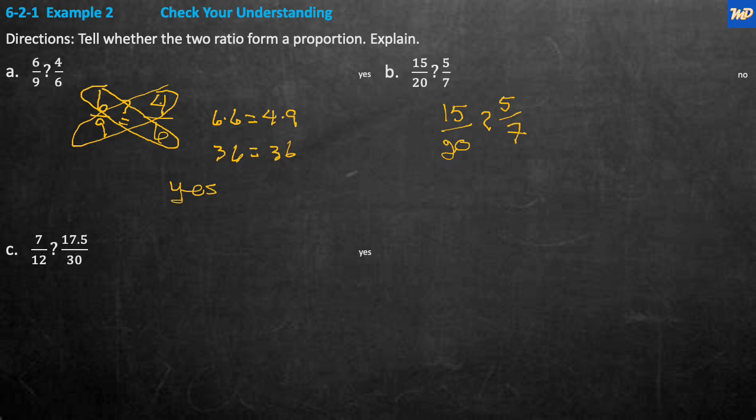Well, we can try it out here, right? It's 15 times 7 is the cross product here. I'll put it in a different color. These two here, cross product, which is 15 times 7. And does that equal, let's change the color again, is that equal to 5 times 20? Excuse me. So 5 times 20 is 100.